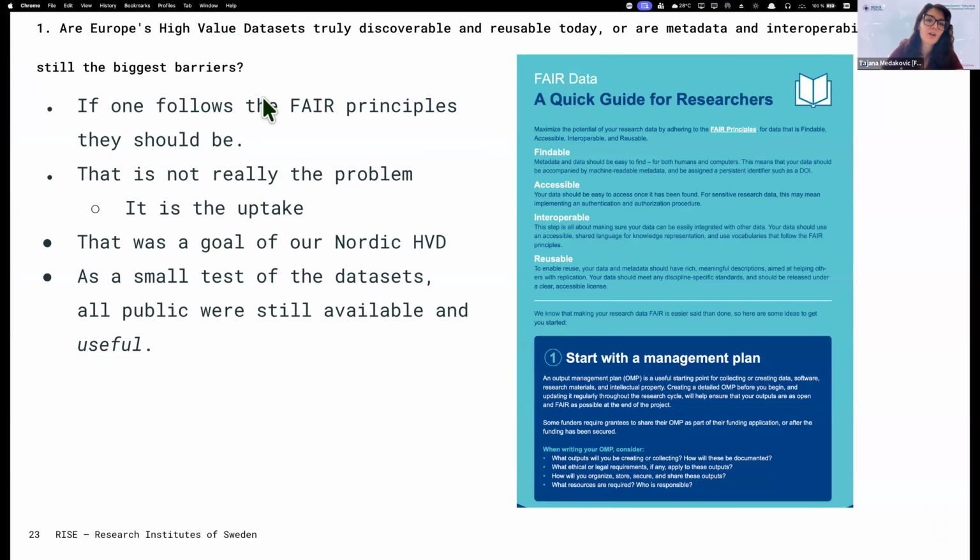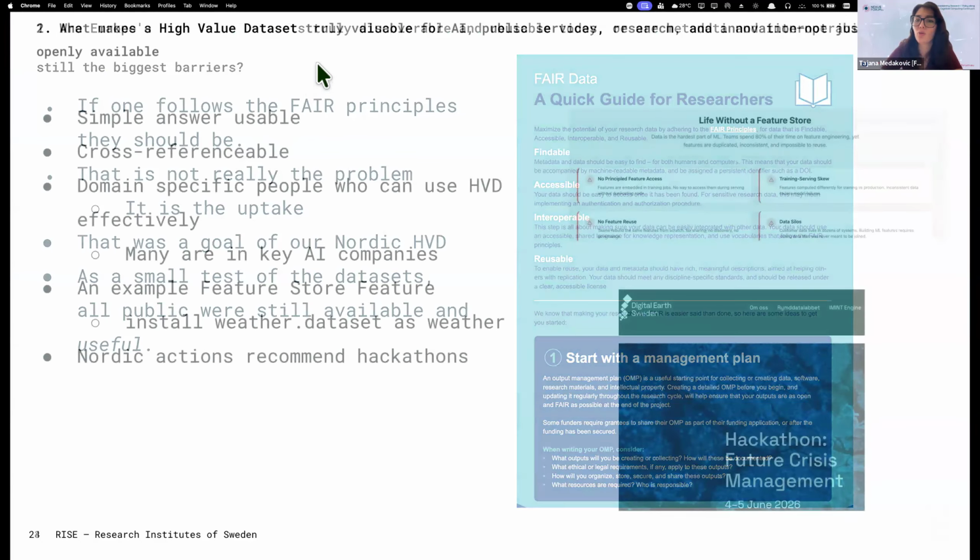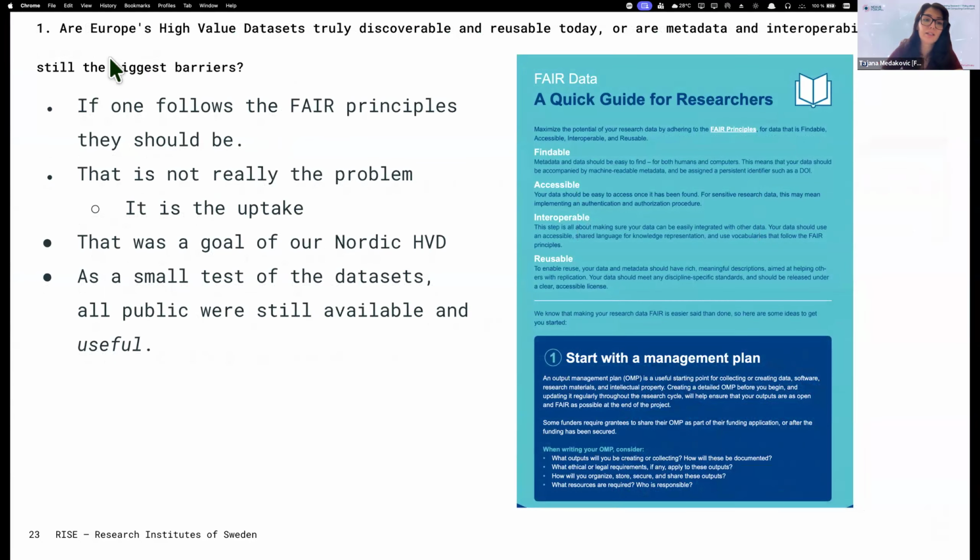So the first question would be, are Europe's high-value data sets truly discoverable and reusable today, or are metadata and interoperability still the biggest barriers? So what are your thoughts on this?